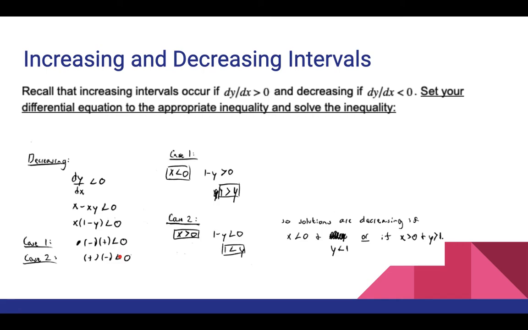So as a result, we can focus again on two separate cases. Case 1 where x is less than 0, aka it's negative, and 1 minus y is positive, aka it's greater than 0. So we set x less than 0 and 1 minus y greater than 0, which is going to give us x less than 0 and 1 greater than y for decreasing. And then case number 2, we can set x to positive or greater than 0 and 1 minus y to negative or less than 0. That gives us x is going to be greater than 0 and y is going to be greater than 1 for decreasing solutions. So solutions are decreasing if x is less than 0 and y is less than 1, what we got right here, or if x is greater than 0 and y is greater than 1, what we got right here.